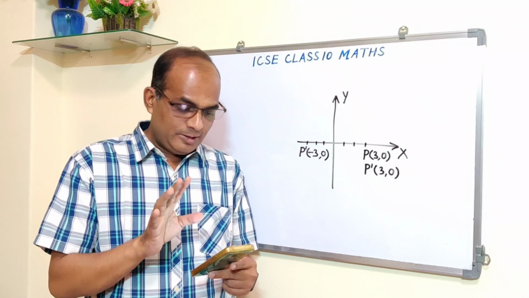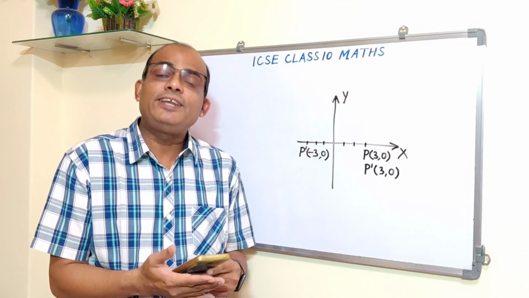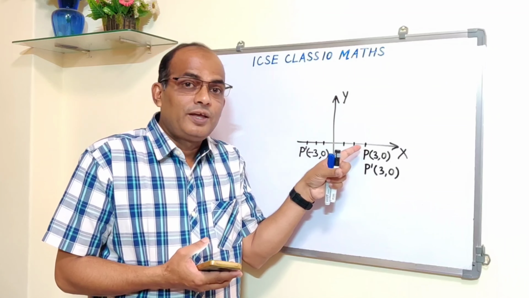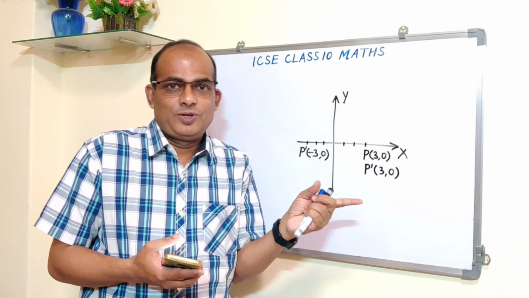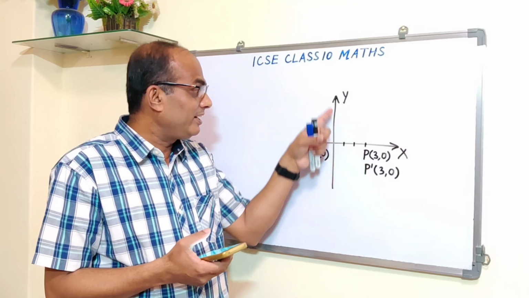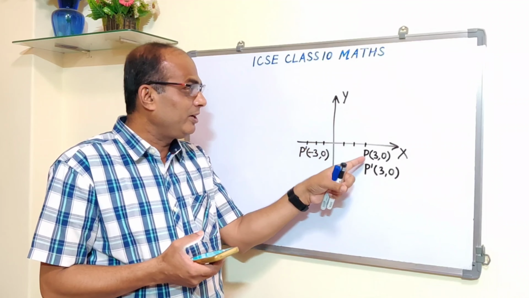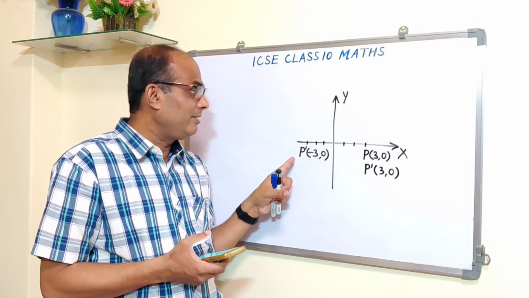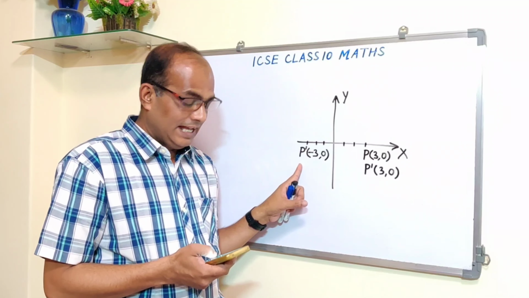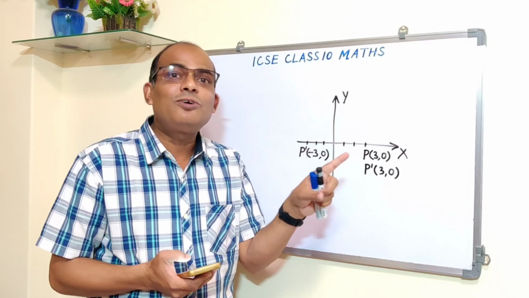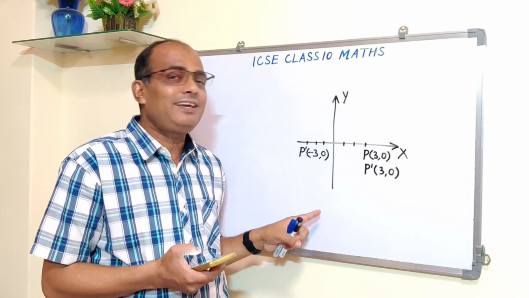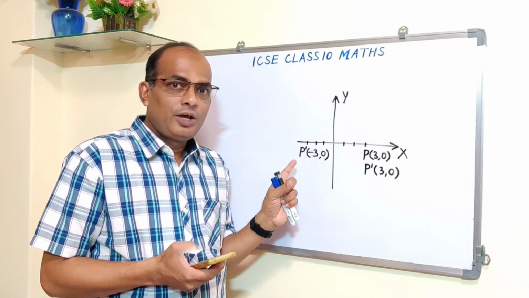Choose the correct answer. The point (3, 0) is invariant. Invariant means the image of this point P should be the same. Is that going to happen when the point P is reflected in the y-axis? No, because when the point P is reflected in the y-axis, the image is (-3, 0). It's not the same. That means the point P is not an invariant point when it is reflected in the y-axis, because the coordinates are different.